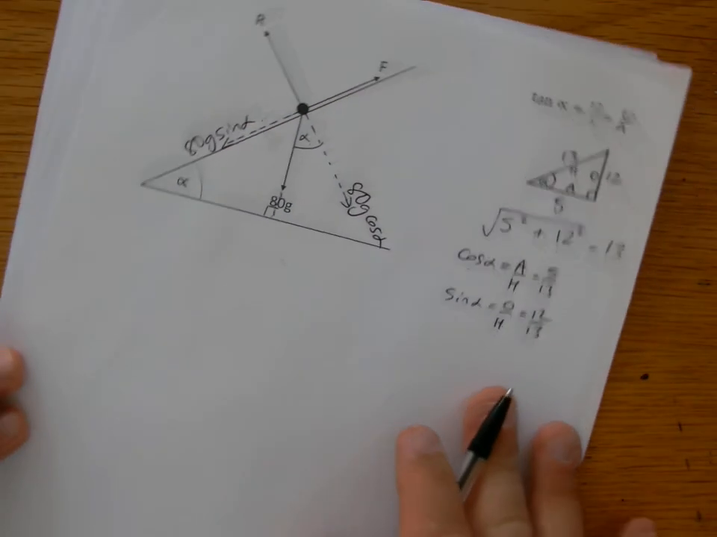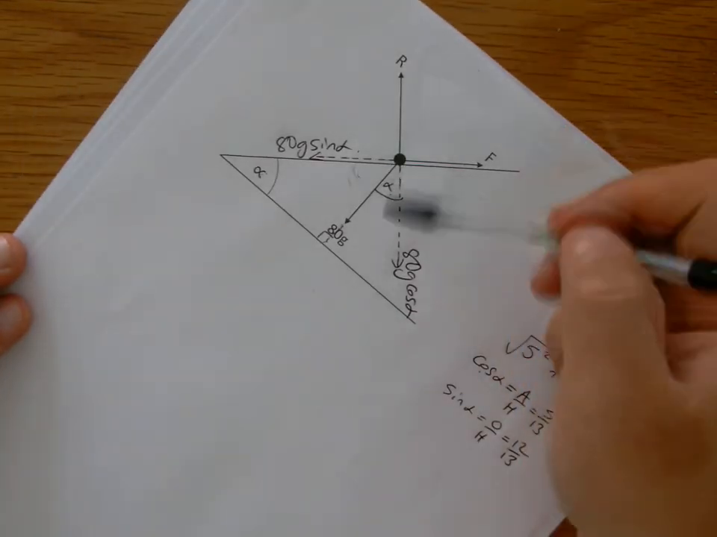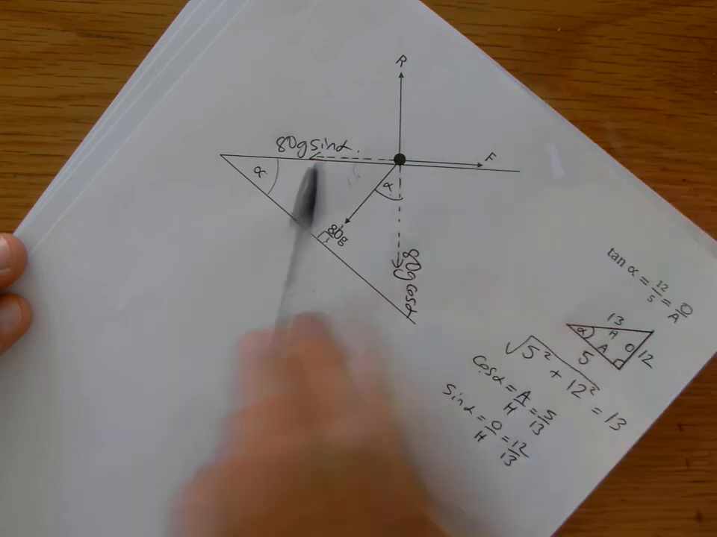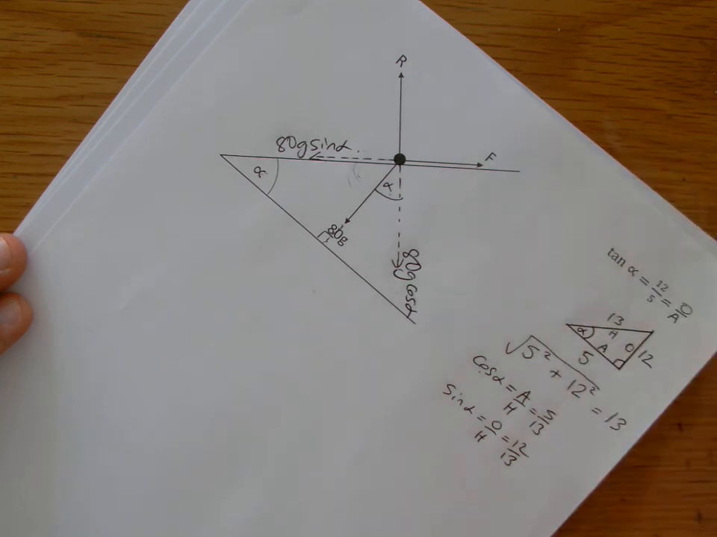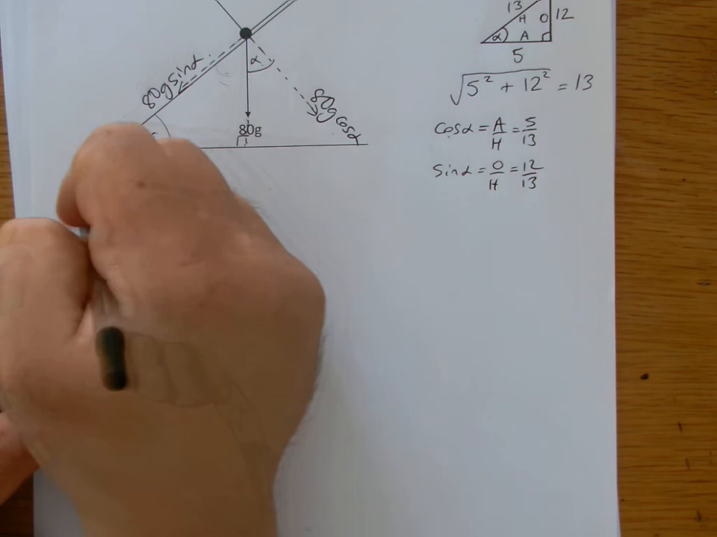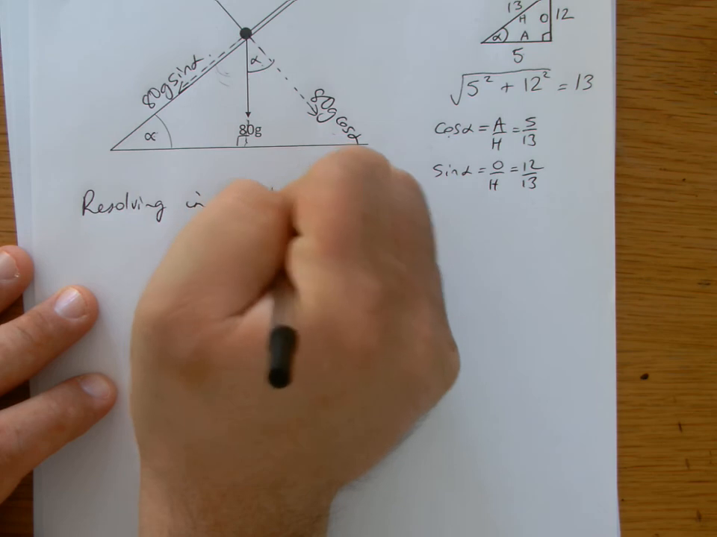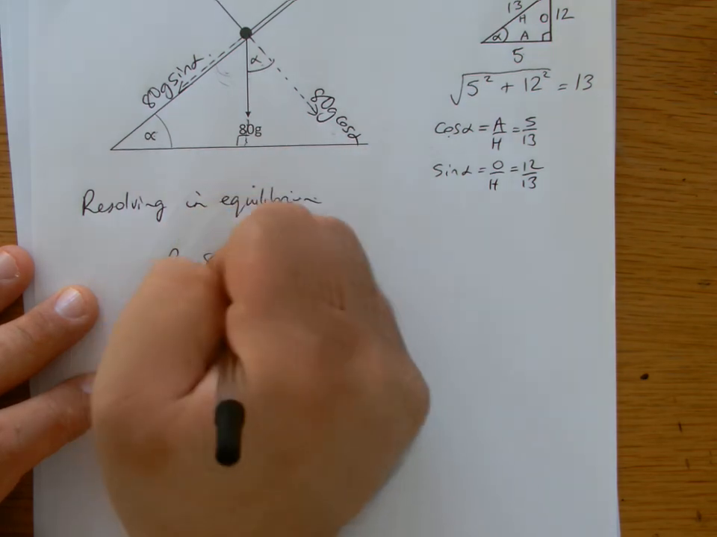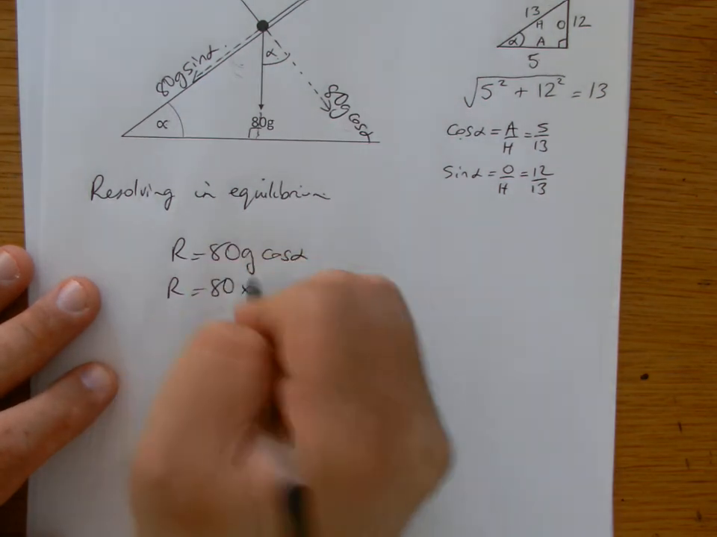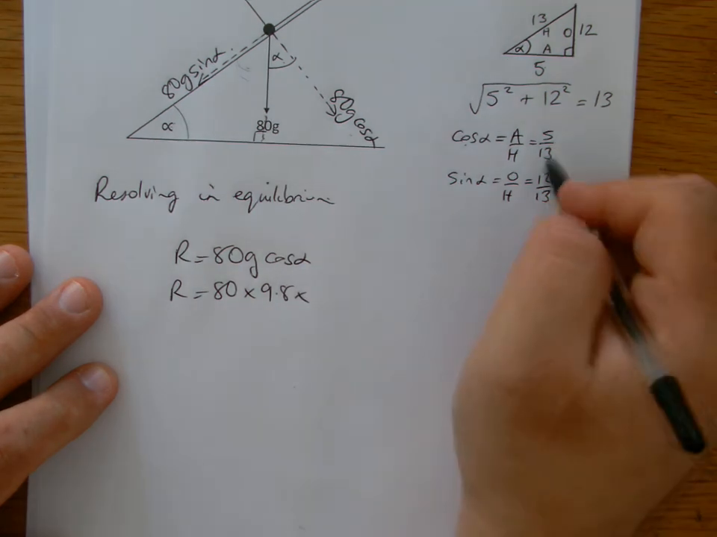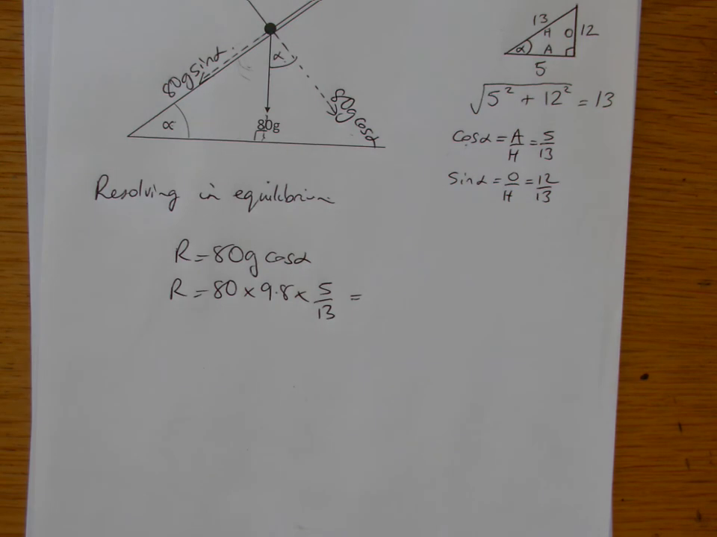And then because it's in equilibrium, again looking at the cross situation, the up equals the down, so to speak. They've got to balance, and then the left equals the right. So if I look at this direction, R has got to equal mg cos alpha. So resolving, when the system's in equilibrium, R is equal to mg cos alpha. Now, the good thing is, g is 9.8, and cos alpha, we worked it out to be 5/13. So you literally get your calculator, and we've got the answer straight away.